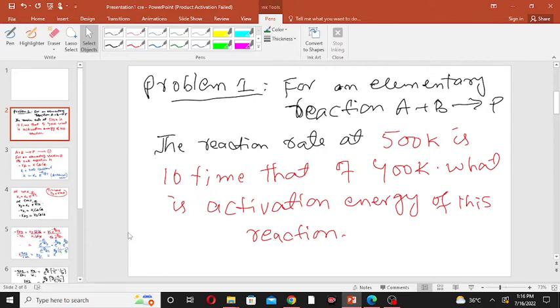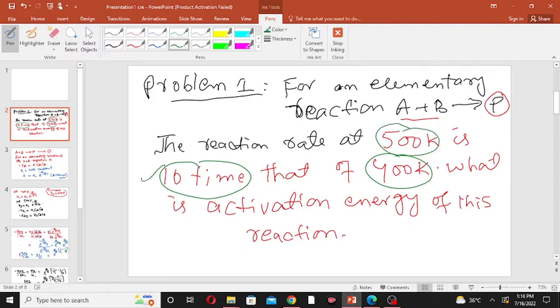So the problem is: for an elementary reaction A plus B gives product P, reactant A and reactant B combine with each other to produce product P. The reaction rate at 500 Kelvin is 10 times that of 400 Kelvin. So the reaction rate at 500 Kelvin is 10 times higher than the reaction rate at 400 Kelvin. Now the question is, what is the activation energy for this reaction?